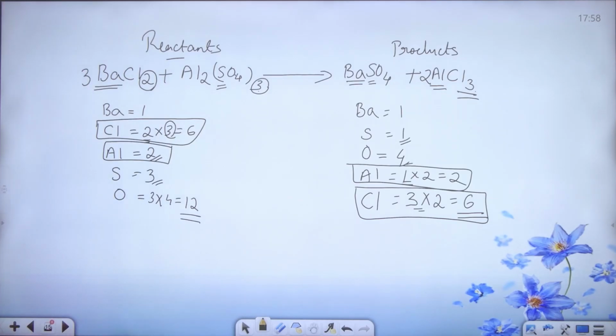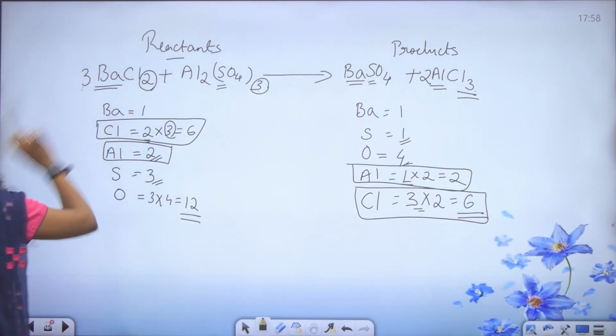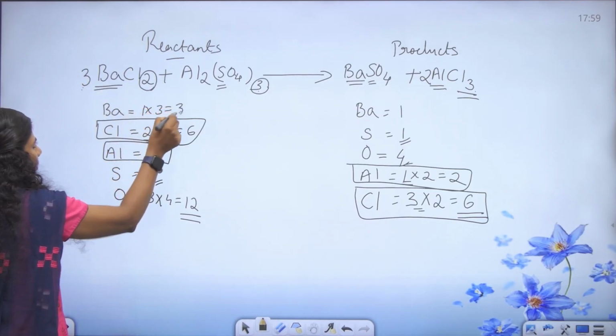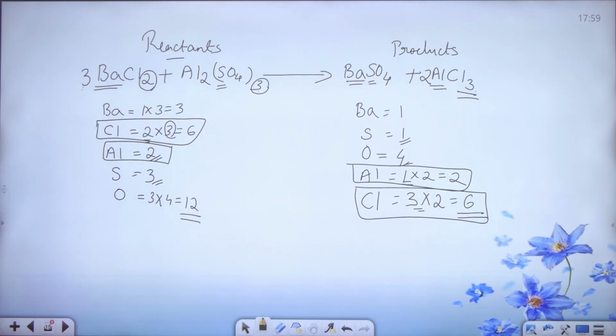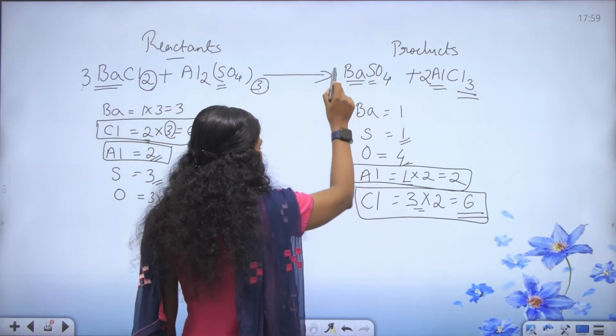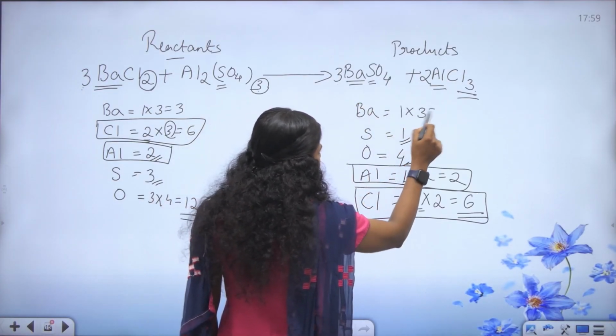I put 3 in front of barium chloride, 3 BaCl2. Now check the number of barium atoms. 1 BaCl2 contains 1 barium atom. With 3, the number of barium atoms in 3 BaCl2 is 1 into 3, 3 barium atoms. 3 molecules of barium chloride contain 3 barium atoms. In the product side, there is 1 barium atom. So I will put 3 here: 1 into 3, 3.